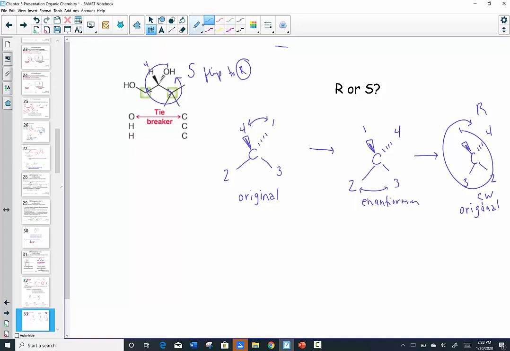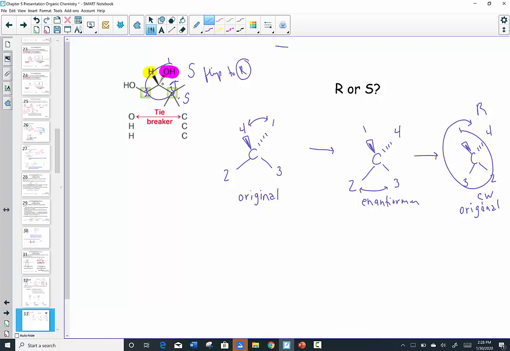Let me repeat that. In a very special case, if you notice, priority number 1 is a dash in the back. Priority number 4 is a wedge in the front. The easiest thing to do is assign priorities just like you normally do. Here's 1, here's 2, here's 3. When you connect those, I see that's a counterclockwise spin, so I might be tempted to say S, but I'm standing on the wrong side of the molecule.